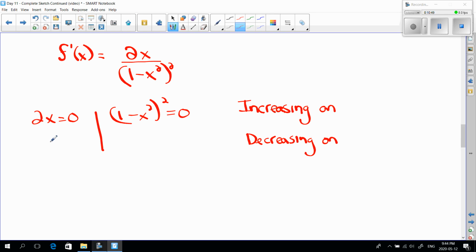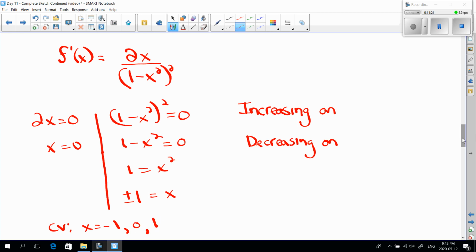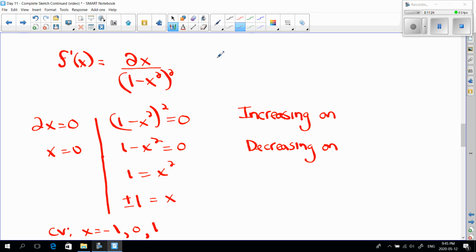My critical numbers, if I divide by 2, I get x equals 0. Here I'll add x squared to both sides, and then I'll take the square root of both sides. So the square root of x squared would be x, the square root of 1 is plus or minus 1. Don't forget, a common mistake is students just write positive 1. So these are my critical values. I've got x equal to negative 1, 0, and positive 1. So just like in the polynomial video, I'm going to draw a number line.